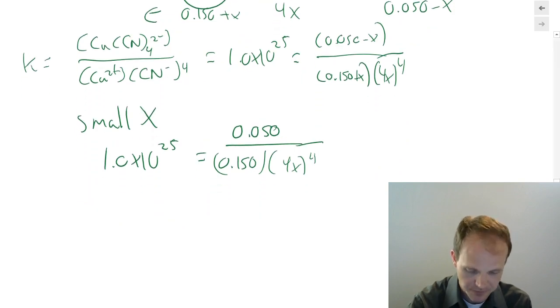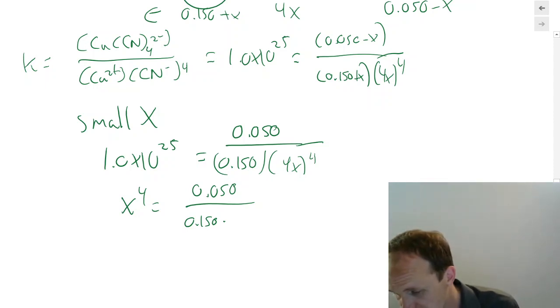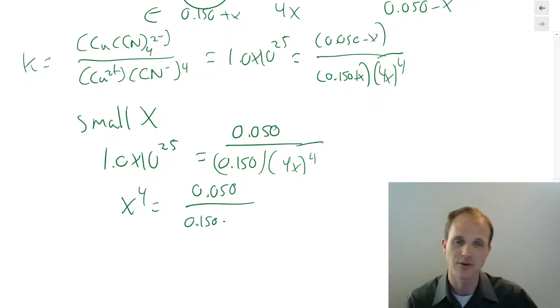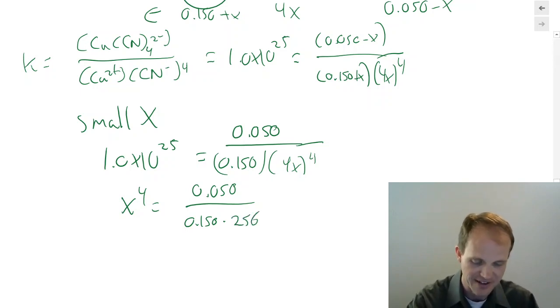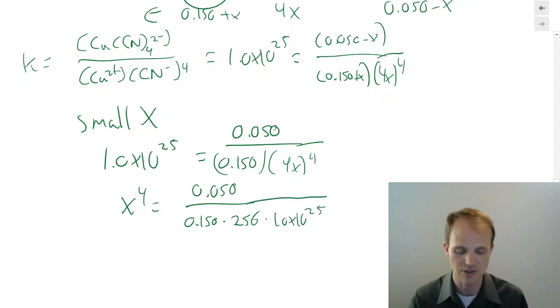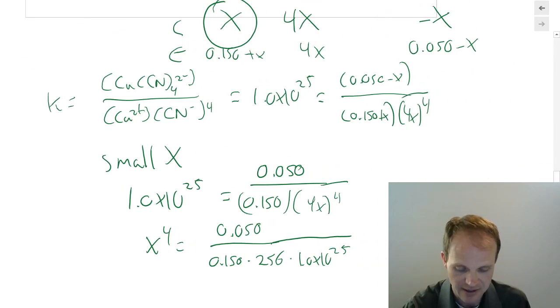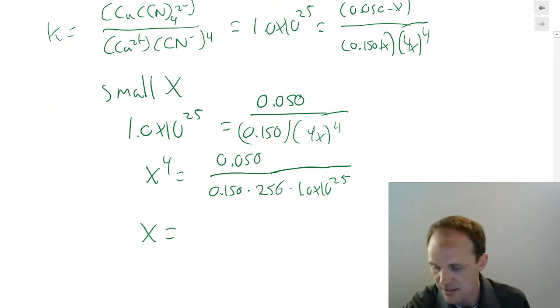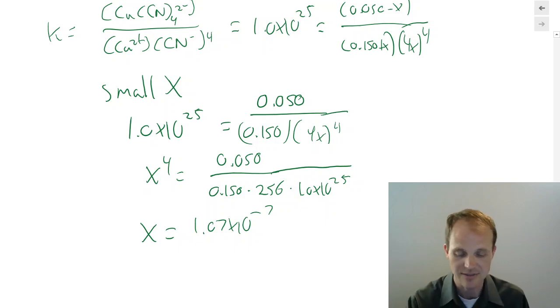So what do I get? I get that x to the 4th is 0.050 over 0.150 times 4 to the 4th. My brain is figuring out what 4 to the 4th is, and it's not at the moment. 4 to the 4th is 256. I knew that. And then we got our 1.0 times 10 to the 25th. So if you do the algebra, it should look like that. Take the 4th root of both sides, and you get that x is equal to 1.07 times 10 to the minus 7th. X, was that the concentration we were looking for?